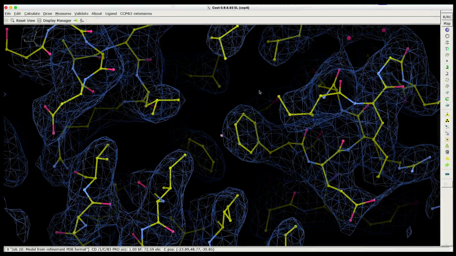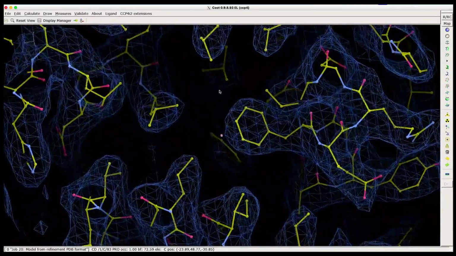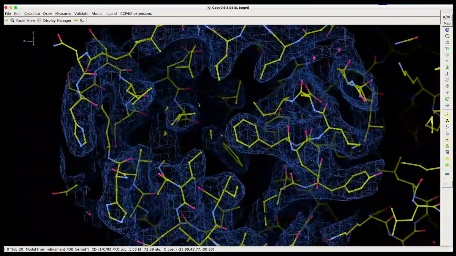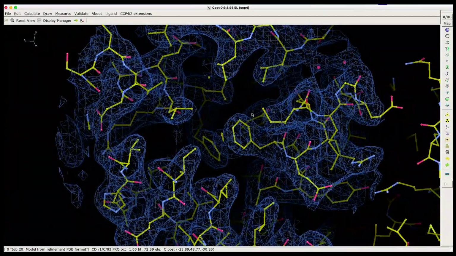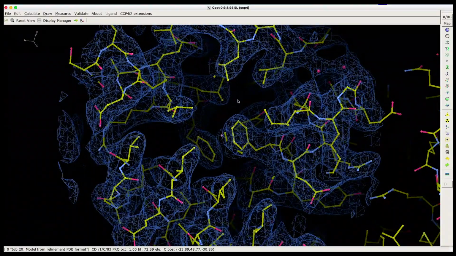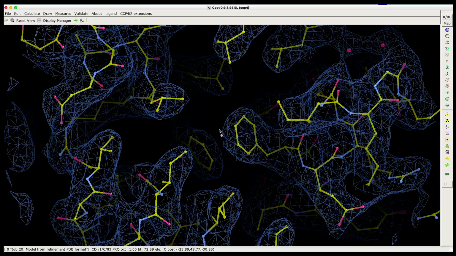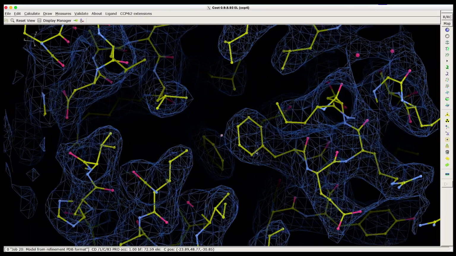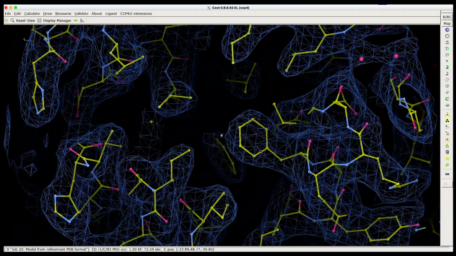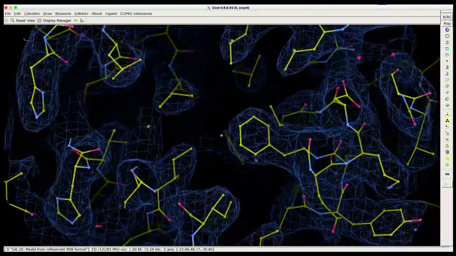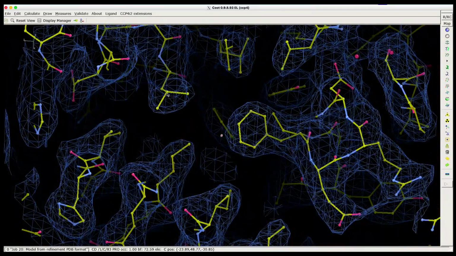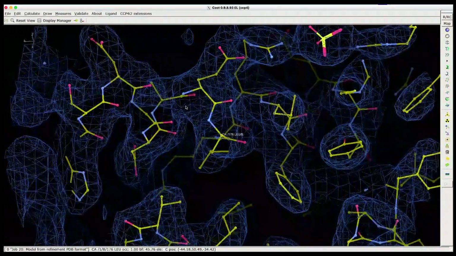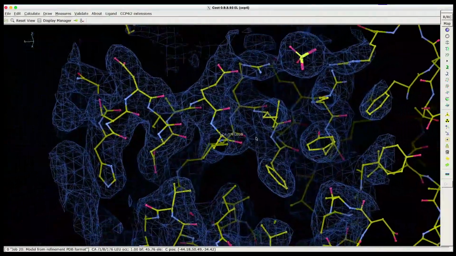Here I would like to first show what the electron density looks like. This is an electron density map of about 2.3 angstrom resolution. And here you can see the blue mesh is the electron density, and the yellow sticks here are the amino acids that have been placed into the electron density. So here you can really appreciate how well we can place the amino acids into the density.